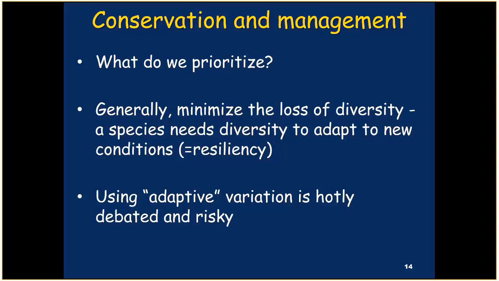But the question of, well, when do you step in? When do you actually try to introduce something to increase diversity? That kind of goes to the genetic rescue question. That's a very complex discussion to have, and very, very species specific, very situationally dependent. So the next point on my slide about using adaptive variation for management decisions is pretty hotly debated and pretty risky, especially if you're using genetic markers to inform these types of decisions.